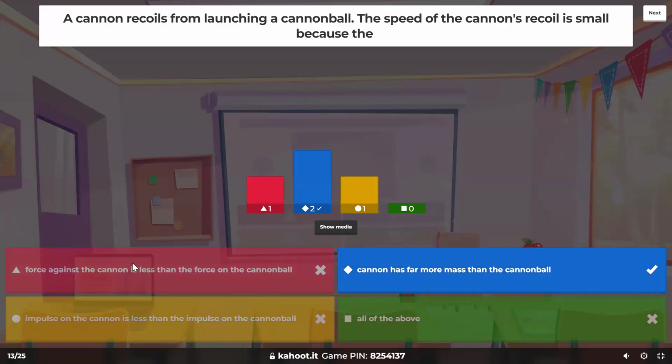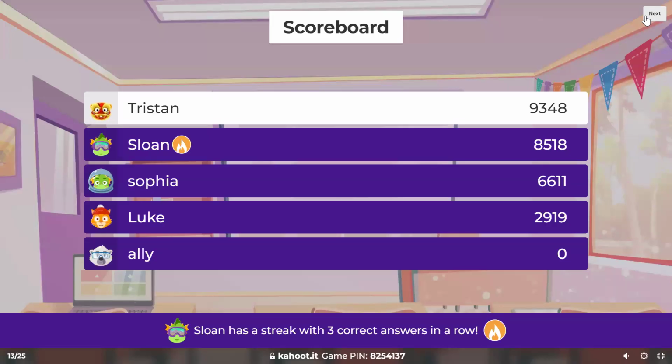Yeah. Now all right, so the red one, the forces are the same, right? It's equal and opposite forces. And the yellow one, the impulses are also the same magnitude, equal and opposite. Right? All right.